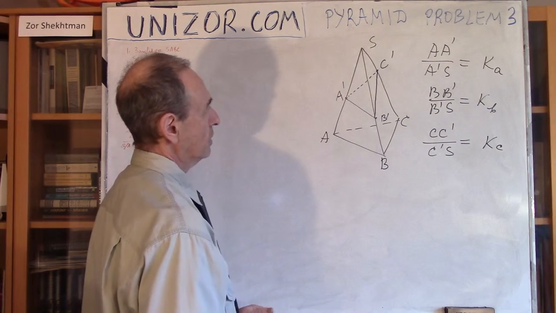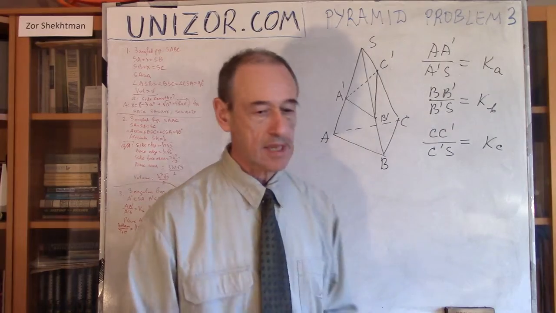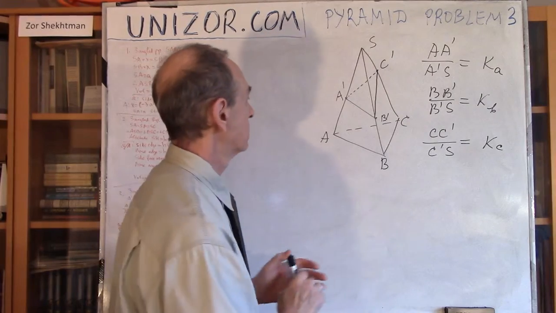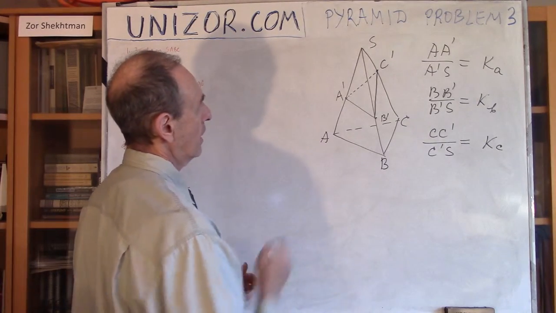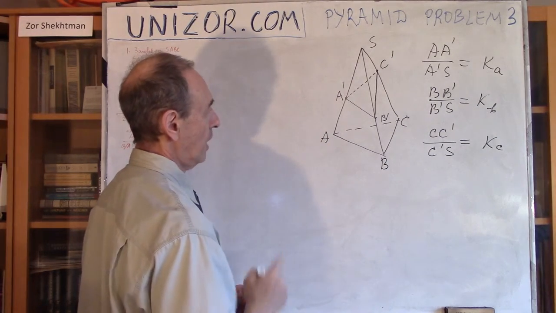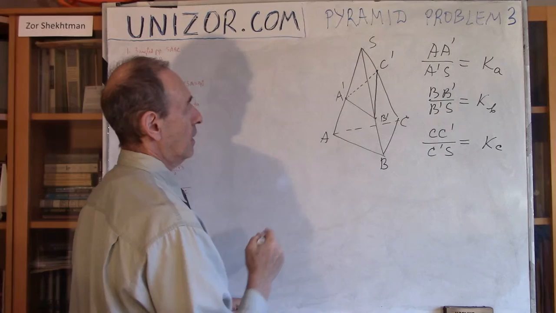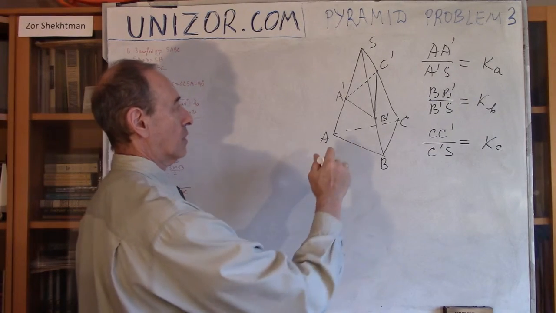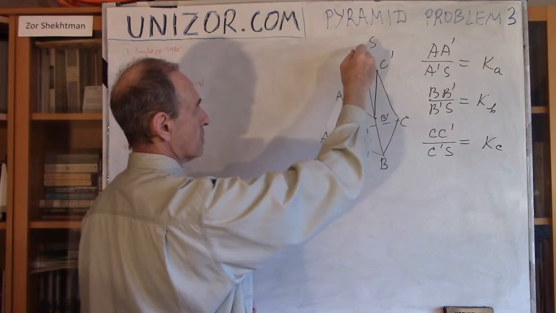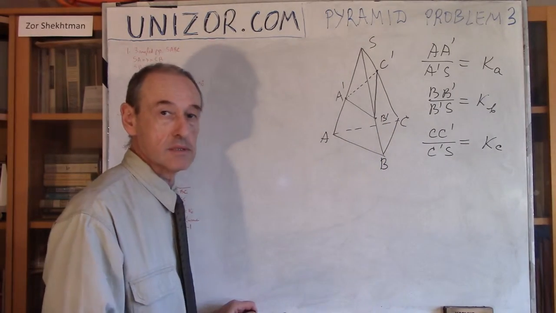Okay, so here is how I can do it. First of all, I'll do exactly the same trick I did in problem number one. I turn the pyramid on its side, and I will consider SAB as a base and C as the top. And you will see why. If I turn it this way, I would like to know, first of all, how the area of SAB relates to the area of SA prime B prime. That would be the ratio of their bases in this case.